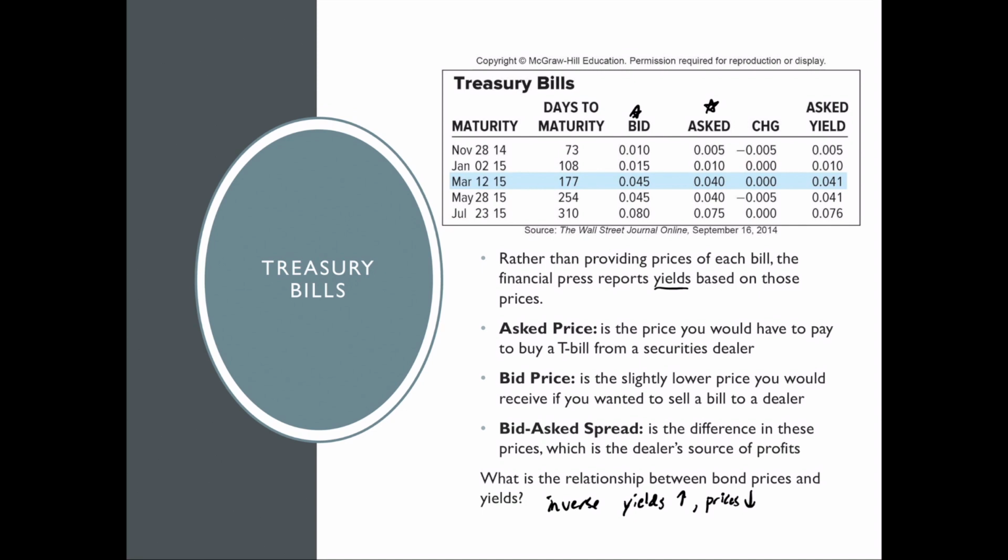That's why it might seem a little confusing if we're looking at this March 12th of 2015 maturity T-bill. You see that the ask yield is 0.04%. That would be the yield used to calculate the price. And then the bid, even though it's a slightly lower price, has a higher yield because of that inverse yield relationship. As the yield went up from 0.04% to 0.045%, the bid price that the dealer would pay to purchase a T-bill from an investor is slightly lower than the ask price.